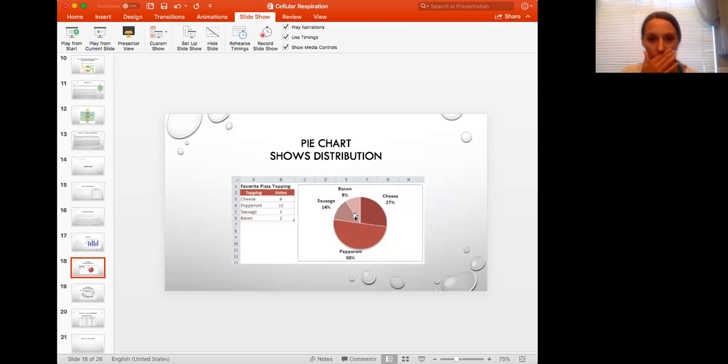We use a pie chart in the unit that talks about the water cycle, looking at how much of the earth is composed of water and the breakup of that water, fresh water to salt water.